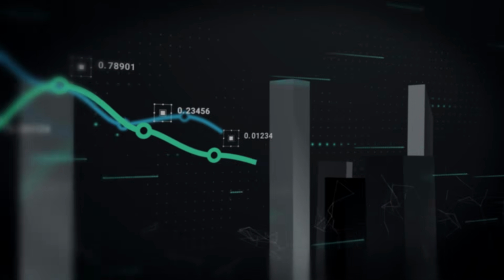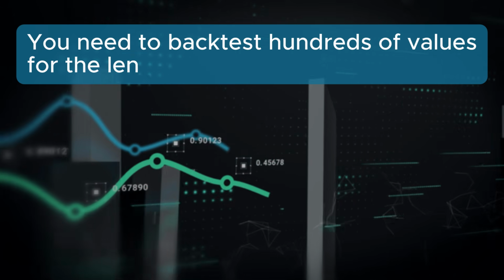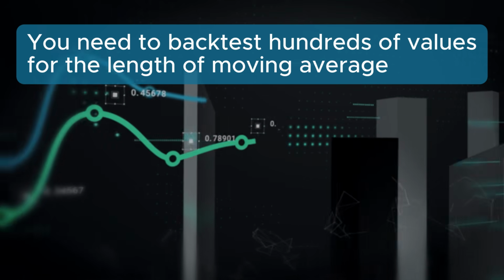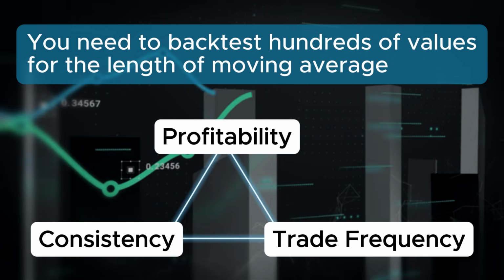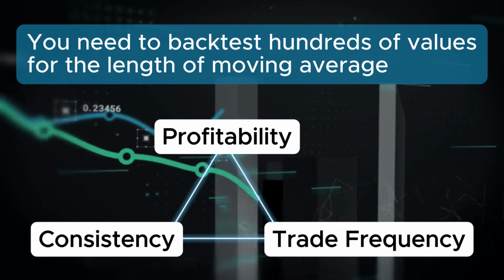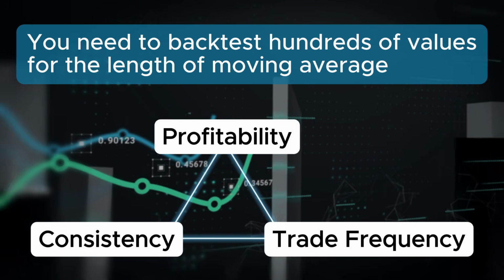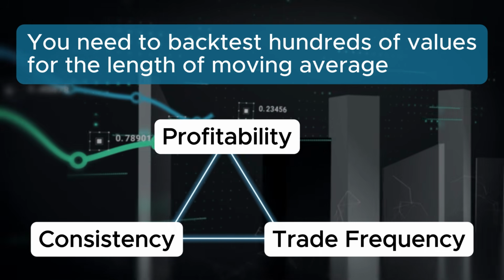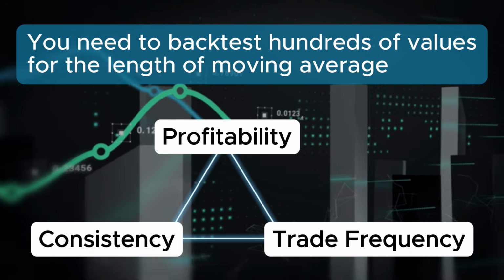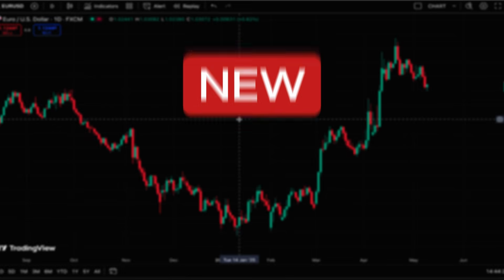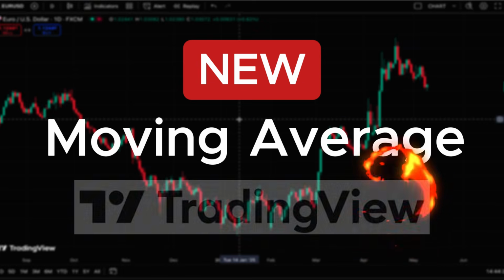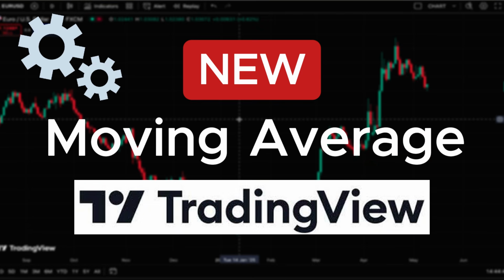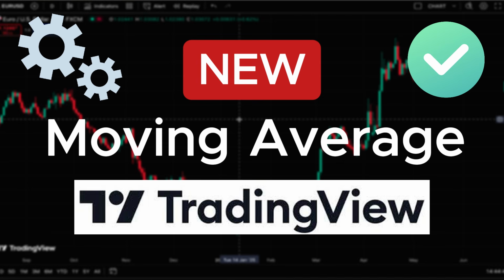To answer this question, you need to backtest hundreds of values for the length of the moving average to see which length provides the best balance between profitability, consistency, and trade frequency. You know that it is not easy and it takes lots of time and energy. But the good news is that recently a new moving average indicator was published on TradingView that automatically does the backtesting for you and shows the best moving average line on the chart.